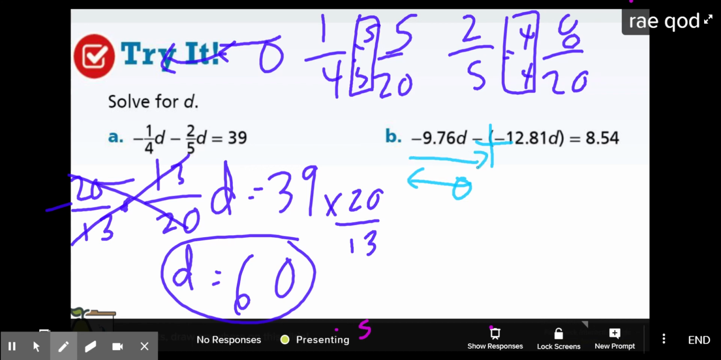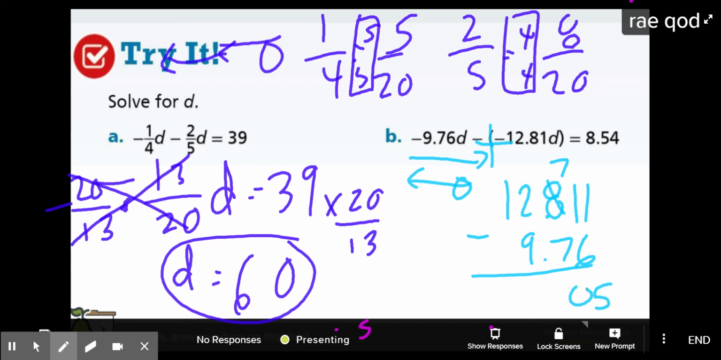So when I go in opposite directions, even though this turned into an addition sign, I'm still subtracting them and then taking the sign of the bigger number. So what I do is I have 12.81 minus 9.76. So I get 3 and 5/100. D equals 8.54.